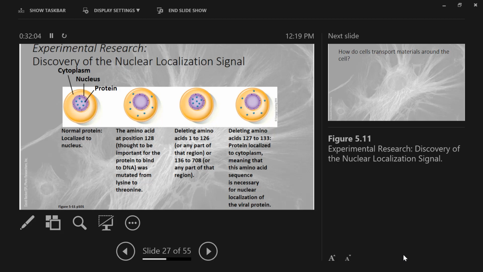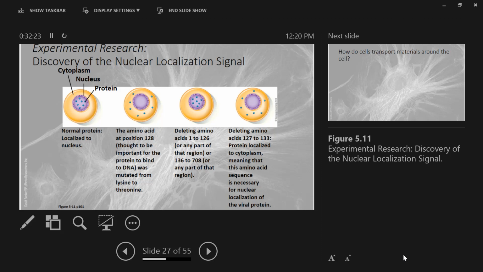Deleting any of the amino acids from 1 to 126, that protein still made it into the nucleus. Now it wasn't functional because you started cutting away parts of that machine, but it still had the part of the machine with that signal to tell other proteins to recruit it there.